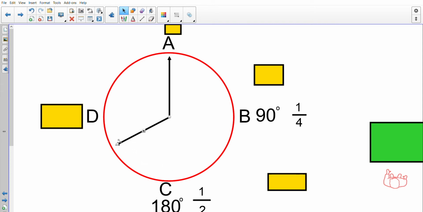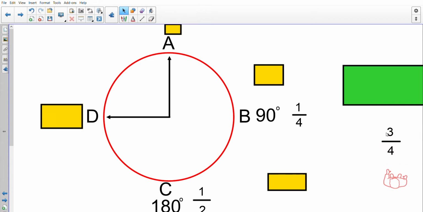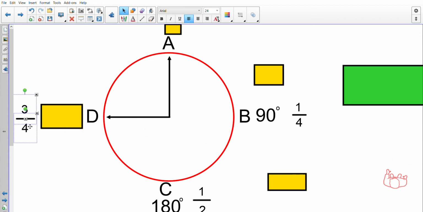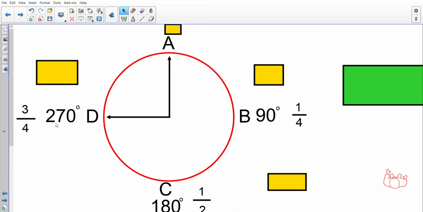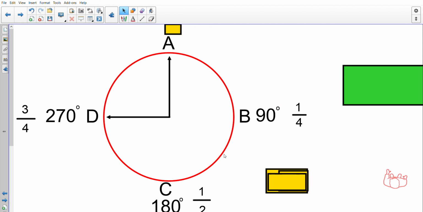Let's move on. Let's say this person has now moved from A through B, through C to D. How many degrees have they turned? Well, as a fraction of a turn, they have turned 3/4, haven't they? They've turned 3/4 of the way around the circle. And then to work out what that is in degrees, well, it's 90 add 90 add 90, which gives us 270 degrees. Okay, so let's just put these here. And what fraction of a turn was that? Well, it's 3/4, wasn't it?